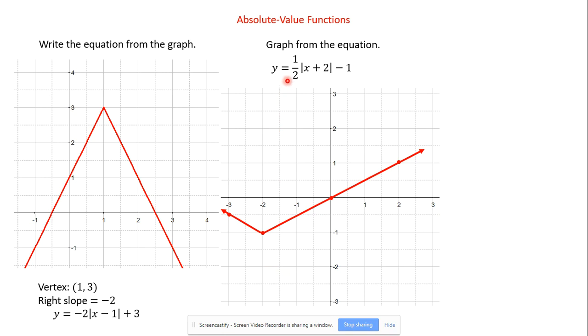Notice here we had a vertical compression. It flattened the V out a bit. Here we had a vertical stretch. It angled it a bit more. It doesn't have that slope of 1 that would take it right down here.